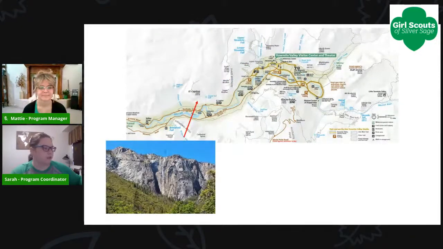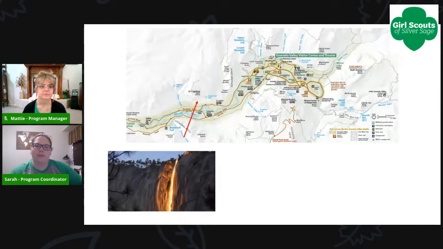The last one is called Horsetail Falls. Now this one, you're probably thinking, Sarah, you can't really see a falls. It's not that cool. But what's really cool about this is it flows over El Capitan. And if you're there in late February and you get the timing just right with the sunset, you can actually see something called a firefall. This is what they call the Yosemite Firefall. And it only happens in late February, early March, and only during sunset.